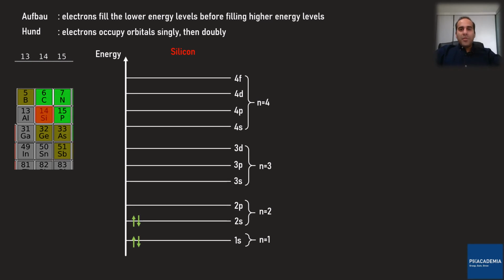Here we have three orbitals. According to Hund's principle, we first need to make sure that all the orbitals have at least one electron, and then we can place the second electron in them. One electron for the first orbital, one electron for the second orbital, and one electron for the third orbital. Now I'm allowed to put the paired electrons in the orbitals. The 2p is filled now.